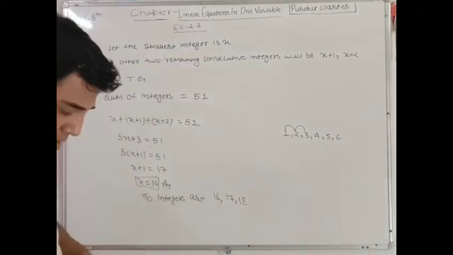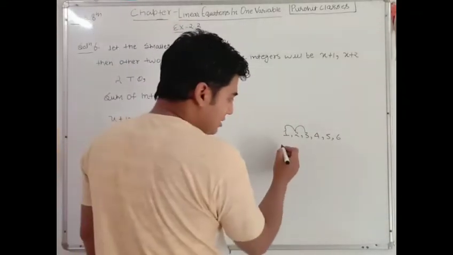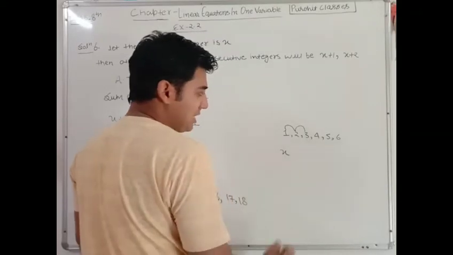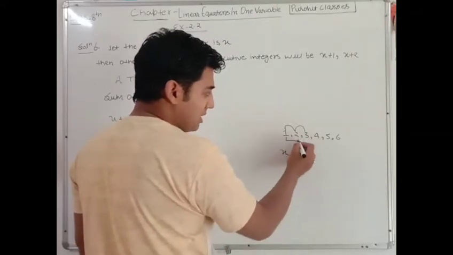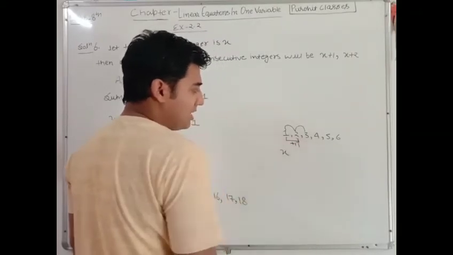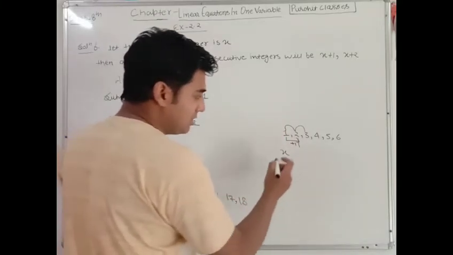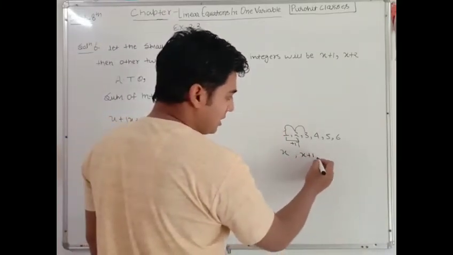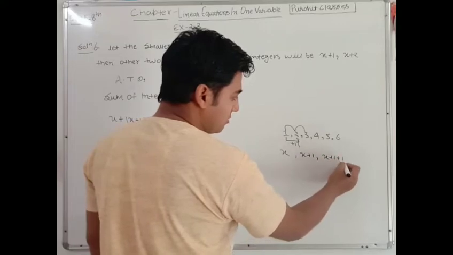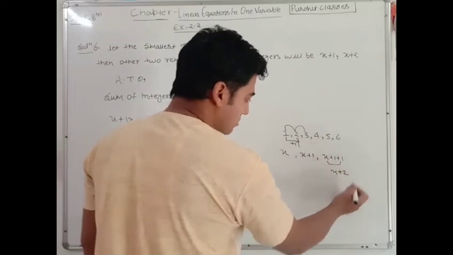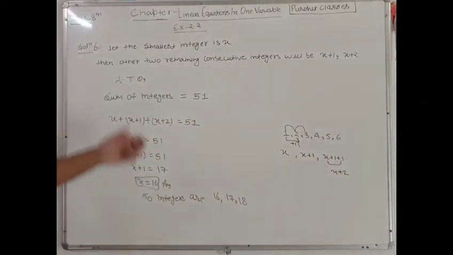Okay, so if I don't know what the integers are, I take the first integer as x. The second will be, like here you can see, by adding plus 1 we move to the second integer, so the second will be x plus 1, and the third will be x plus 1 plus 1, that is x plus 2. Understood? So here we have written: let the smallest integer be x, then the other two consecutive integers will be x plus 1, x plus 2.